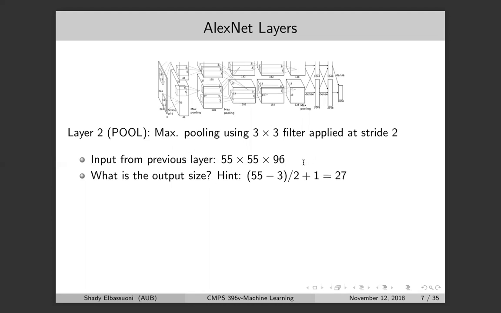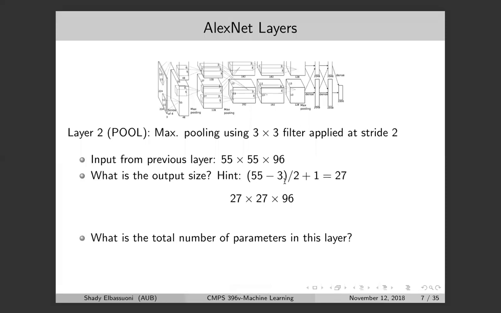Pooling. When you're doing a stride of 2, so it's 55 minus 3 over 2 plus 1, that's 27. So you have 27 by 27 by 96. Exactly the same depth as before. Yes, 27 by 27 by 96, exactly. Okay, so that's the output size after the pooling.